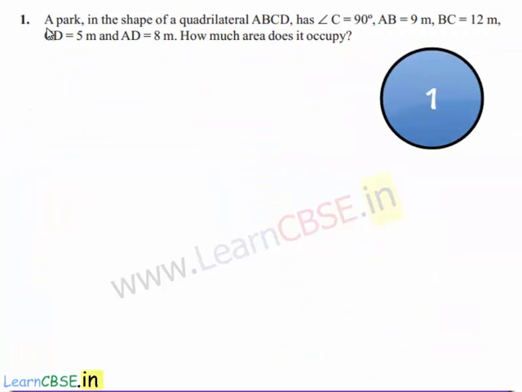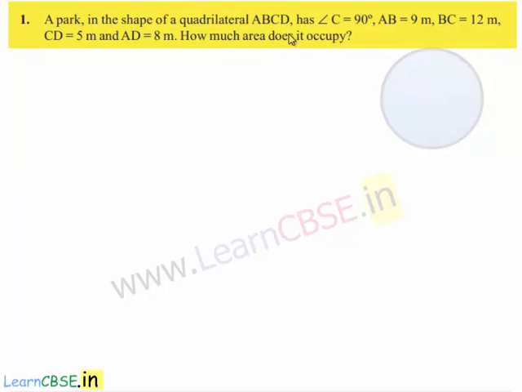Now let us move on to the first question in the exercise. A path in the shape of a quadrilateral ABCD has angle C equal to 90 degrees, AB is equal to 9 meters, BC is equal to 12 meters, CD is equal to 5 meters and AD is equal to 8 meters. How much area does it occupy?